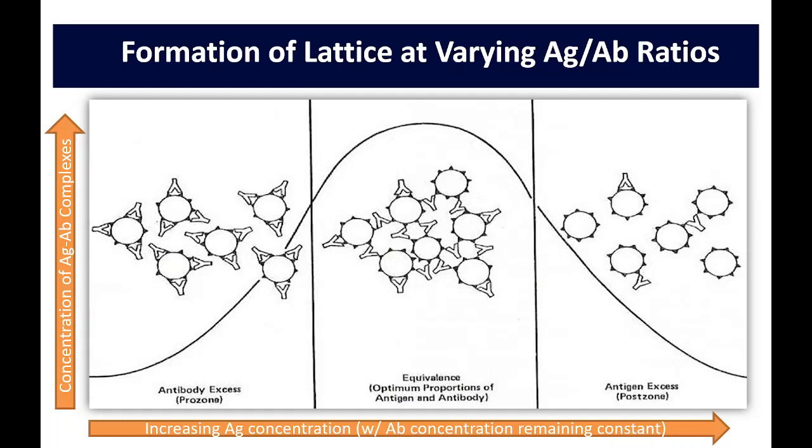To overcome the pro-zone phenomenon, we can dilute the patient sample to adjust the concentration of the patient's antibody. To overcome the post-zone phenomenon, the patient is usually requested for another set of testing at least a week after, to allow antibody production to achieve detectable levels.